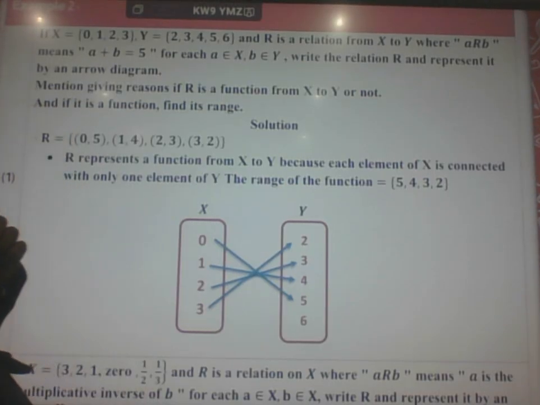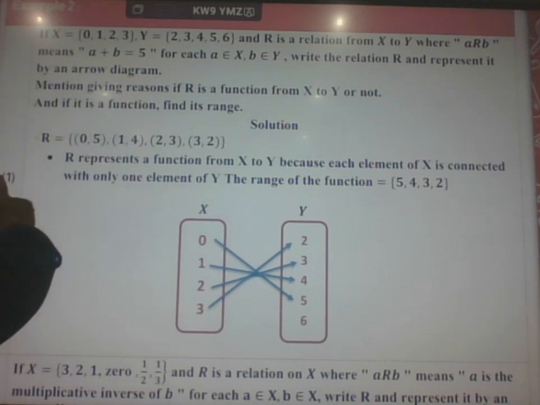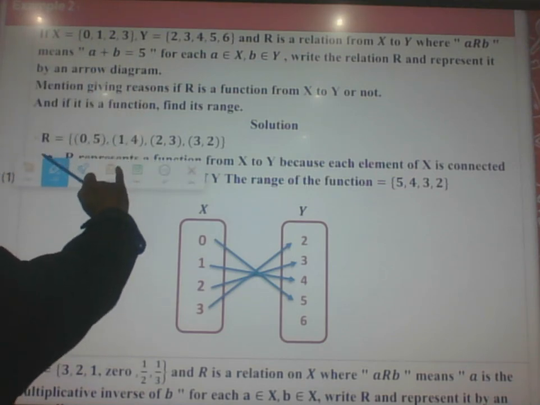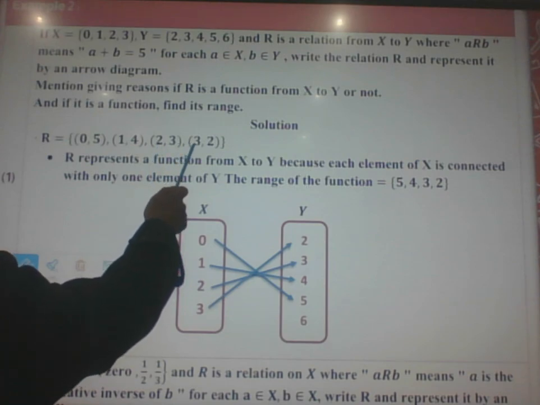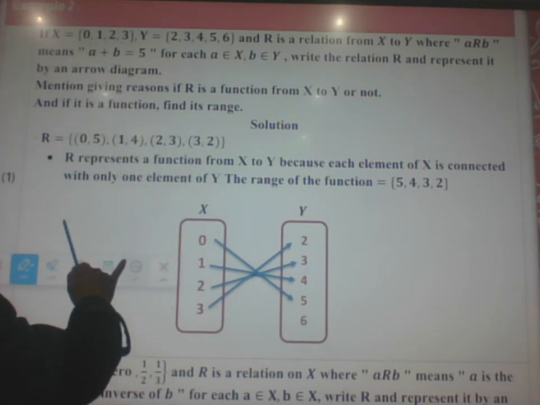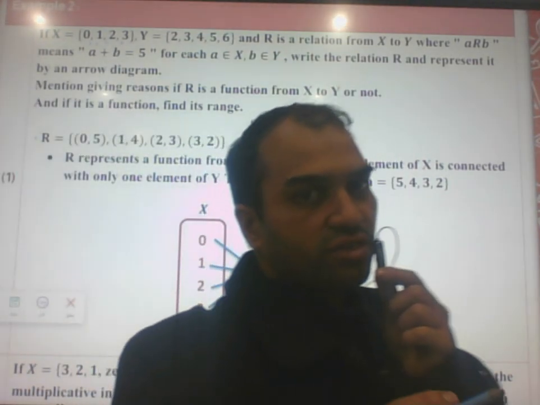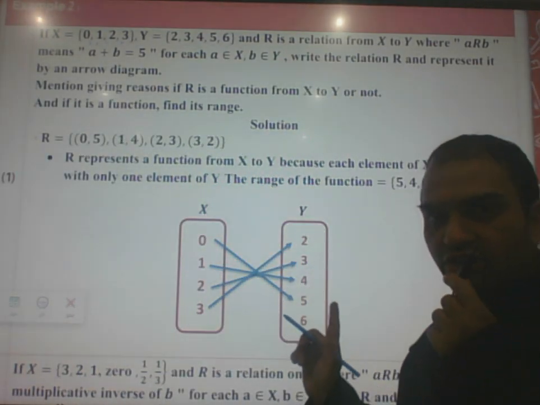Look at this example here. We have x and y and the relation between them is a plus b equals 5. Look at here: 0 plus 5, 1 plus 4, 2 plus 3, 3 plus 2. Each element here has one image, so this relation we call a function. Why? Because each element in x has one image in y.